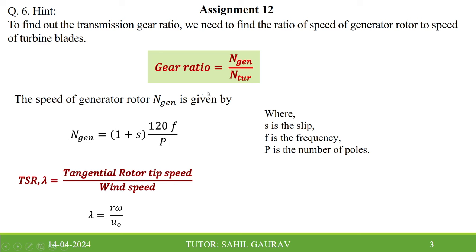First you have to find the speed of the generator rotor, using the expression (1 plus s) into 120f divided by p, where s is the slip, which is given as 3%, so you substitute 0.03. The frequency is given as 50 hertz, and p is the number of poles, given as 6. On substituting all these values, you will get the speed of the generator rotor in RPM.